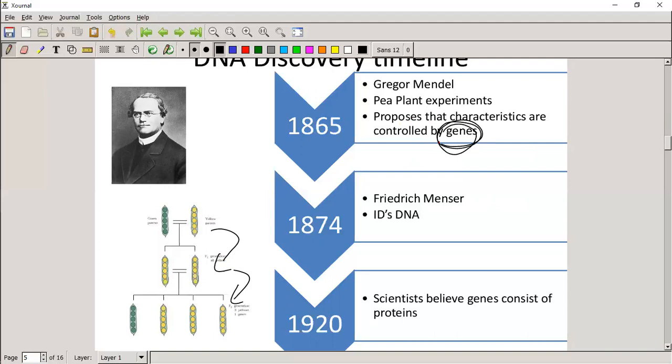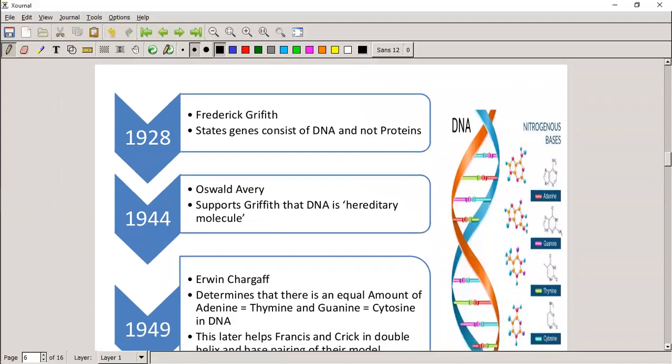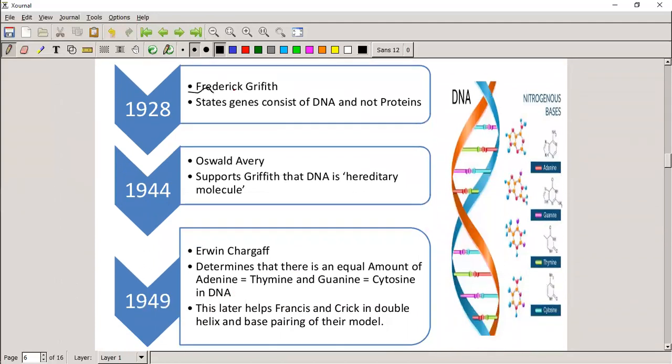Then in 1874, Friedrich Miescher, and you don't need to know his name, it's never asked, identifies DNA as genes. Then in 1920, science believed that genes consist of proteins, so there was consensus about that. But later they discovered, no, it's not just protein. So Frederick Griffith, whose name you don't need to remember, in 1928 states that DNA does not consist of proteins. There are more parts to that than just proteins. And then in 1944, there's another person you don't need to remember for your test purposes, Oswald Avery. He supports Griffith that DNA is the hereditary molecule, the gene molecule.